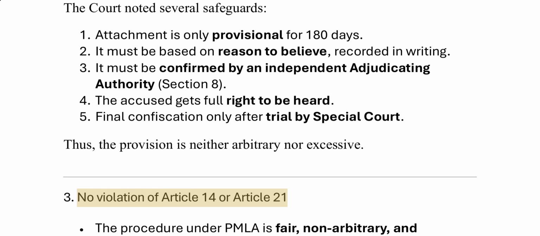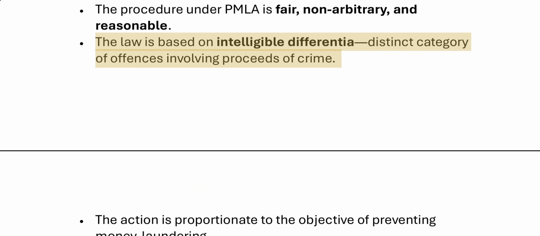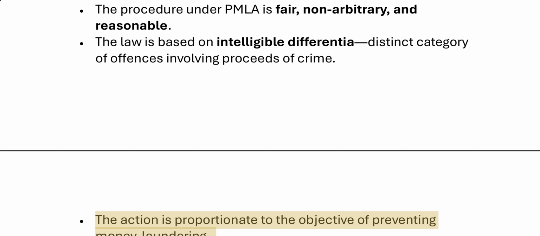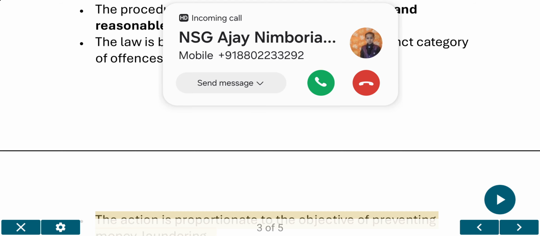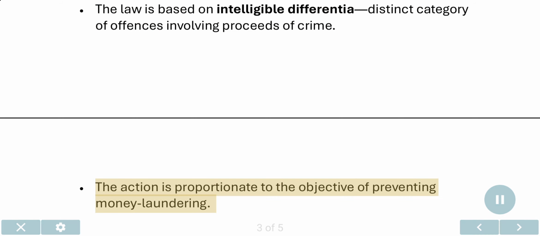3. No violation of Article 14 or Article 21. The procedure under PMLA is fair, non-arbitrary, and reasonable. The law is based on intelligible differentia, a distinct category of offenses involving proceeds of crime. The action is proportionate to the objective of preventing money laundering.